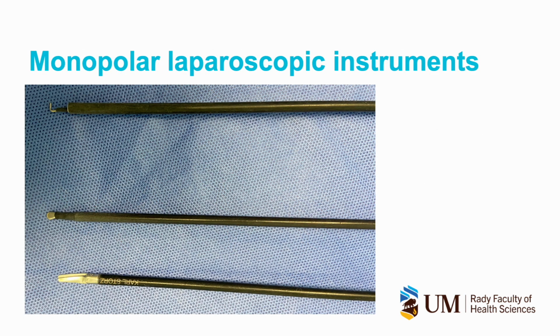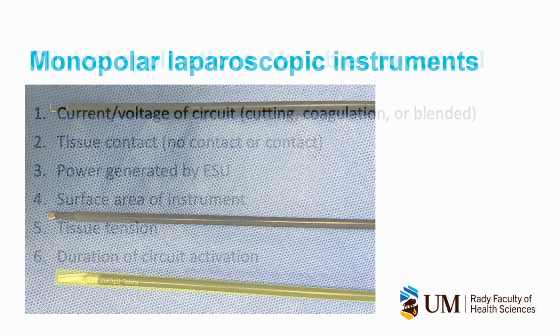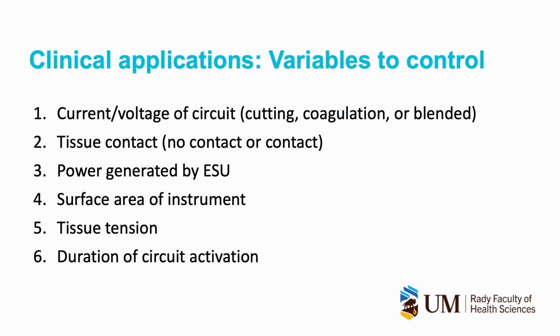Many laparoscopic instruments can be used to employ monopolar energy, including a monopolar hook, spatula, and Metzenbaum scissors. The desired clinical effects of monopolar energy are primarily dependent on the circuit activated, cutting or coagulation, and level of contact with tissue. However, other factors such as the power generated by the ESU, the surface area of the instrument used, tissue tension, and the duration of circuit activation all can be varied as needed.